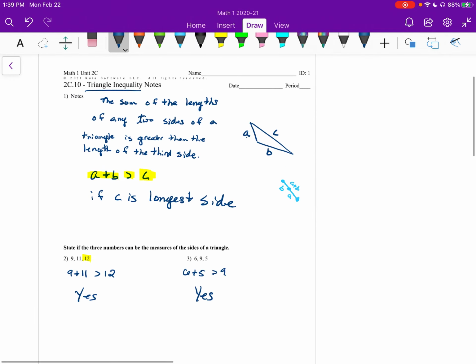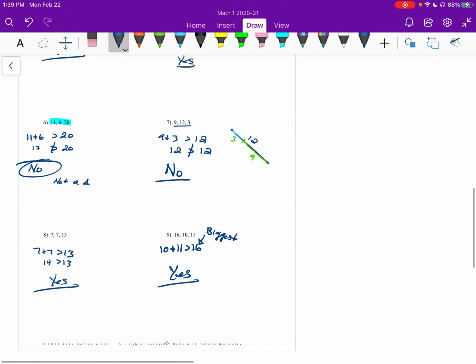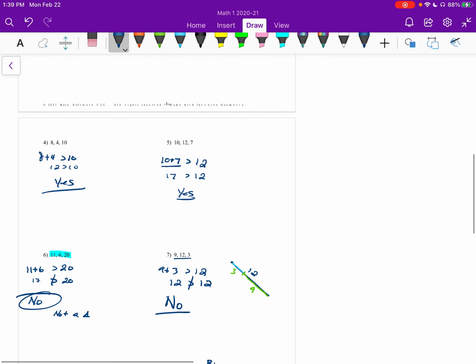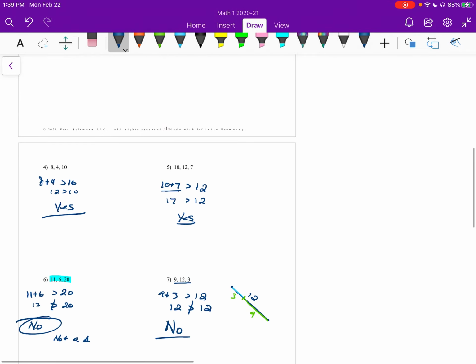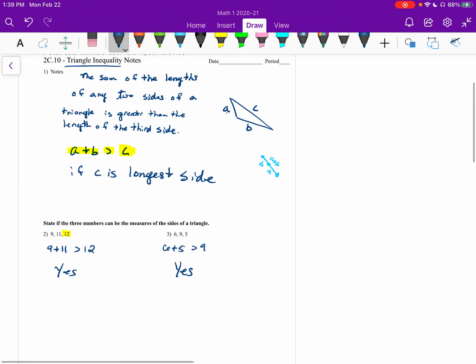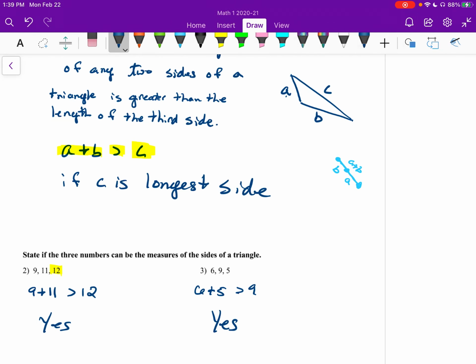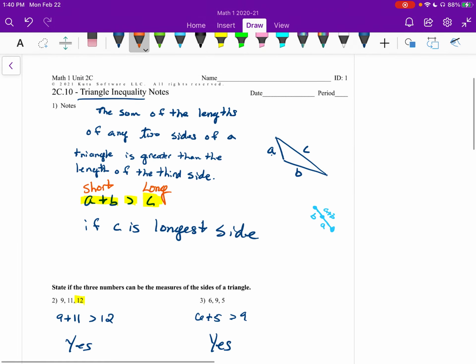All right, that is that. Make sure that you check Google Classroom. I'll probably post it in the stream. I'm going to post a little video showing why the triangle inequality is the way it is. We need to remember, you need to say the two short sides added together should be bigger than the long side. All right, that's all.